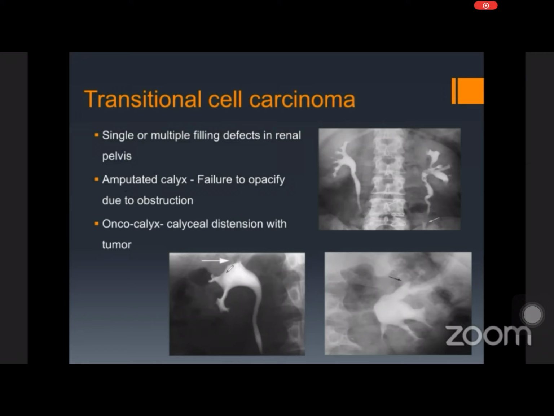So in a transitional cell carcinoma involving the pelvicalyceal system, because of complete obstruction, some portion of the calyx will not take up contrast. So this is described as an amputated calyx. Here we see the calyx is abruptly terminated, and so we do not see the opacification of the upper pole calyx. This is suggestive of an amputated calyx. And sometimes the calyx can be completely distended with the tumor due to infiltration. So this is termed an oncocalyx.